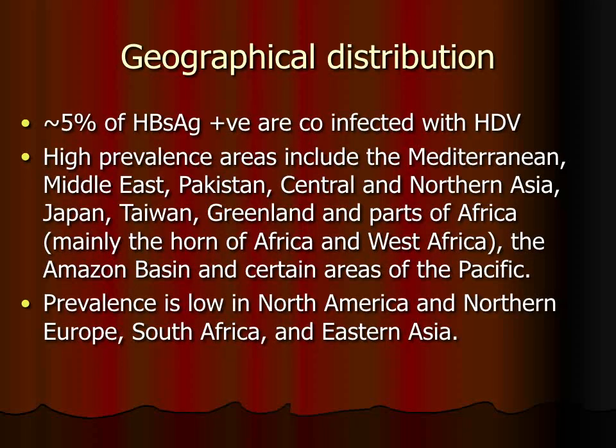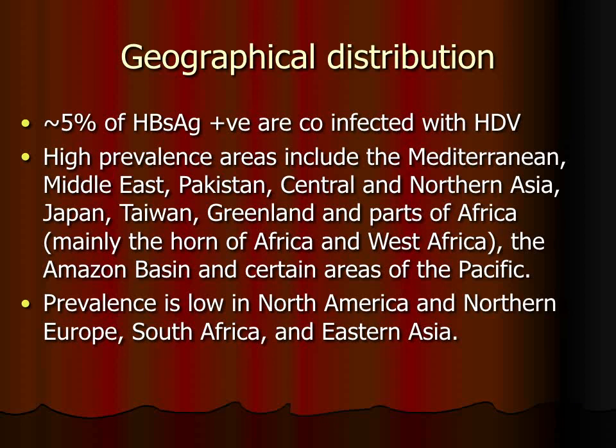If you want to know the countries with high prevalence of viral D hepatitis, these countries: the Middle East, Mediterranean, Pakistan, Central and Northern Asia, Japan, Taiwan, Greenland, and parts of Africa, the Amazon basin, and certain areas of Pacific. You can say that around 5% of patients with hepatitis B virus are co-infected with hepatitis D virus. The prevalence is low in North America, Northern Europe, South Africa, and Eastern Asia.